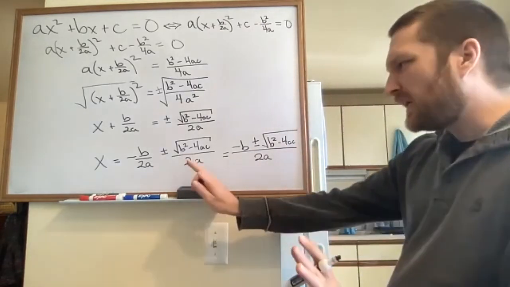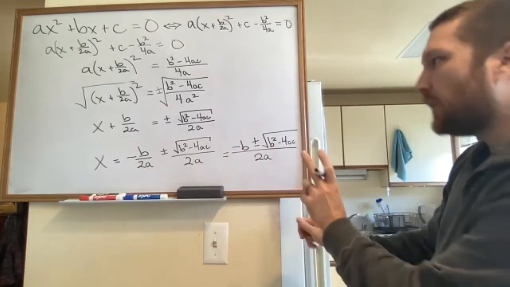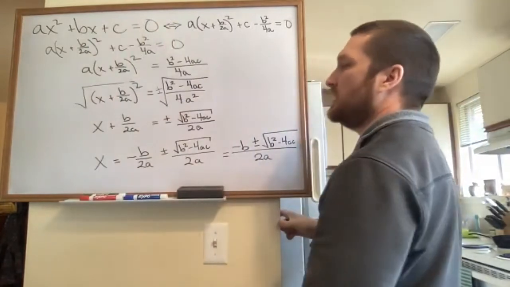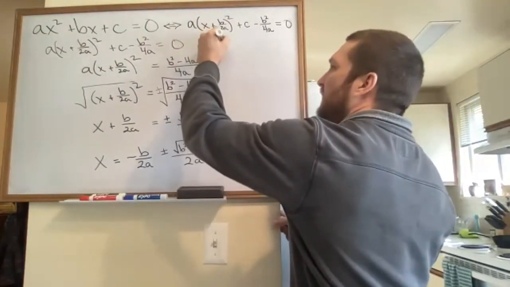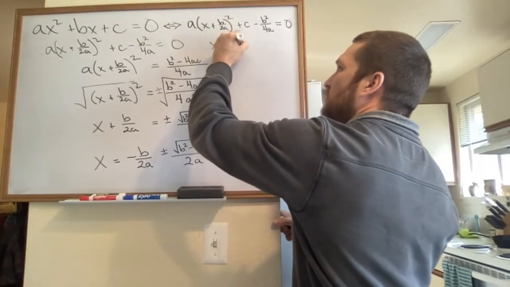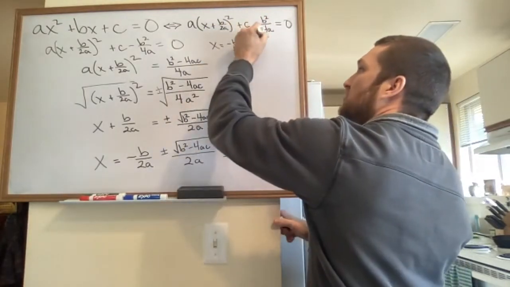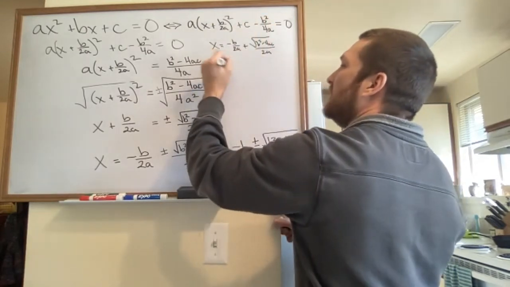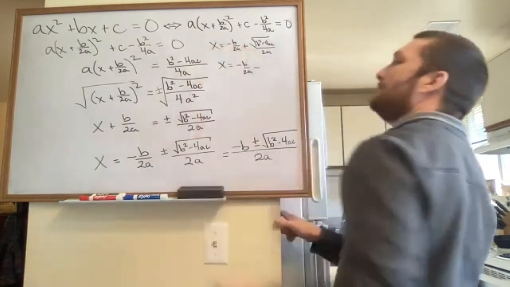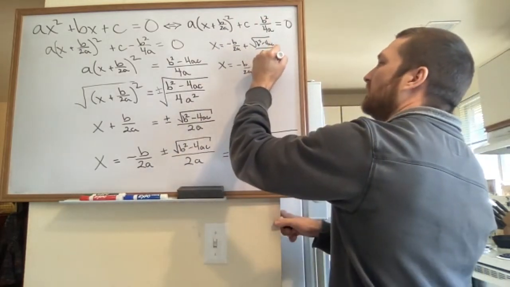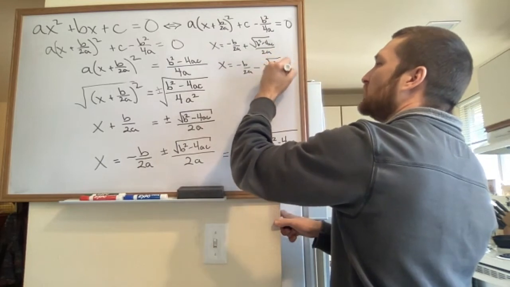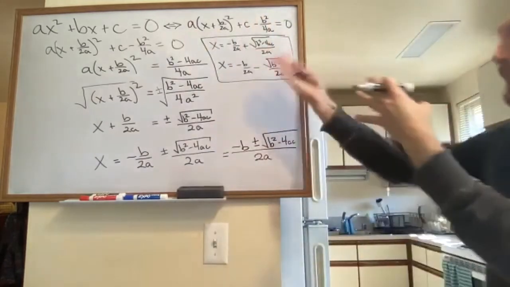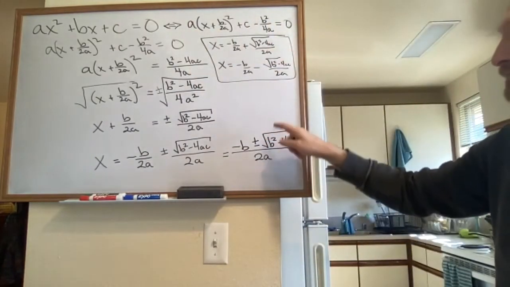So just to really be clear here, what this means, and we can look at this in 2 different ways, is that this equation has 2 solutions. One of them is x equals negative b over 2a plus the square root of b squared minus 4ac all over 2a. The other one is negative b over 2a minus the square root of b squared minus 4ac all over 2a. If you want, you could have written those with a common denominator, just like we did over here.